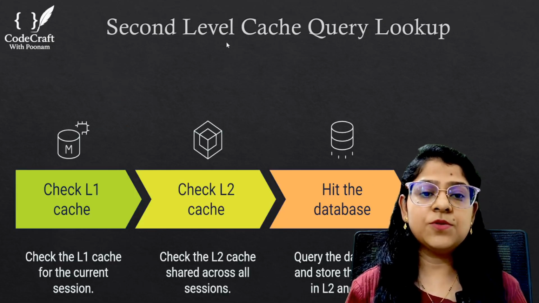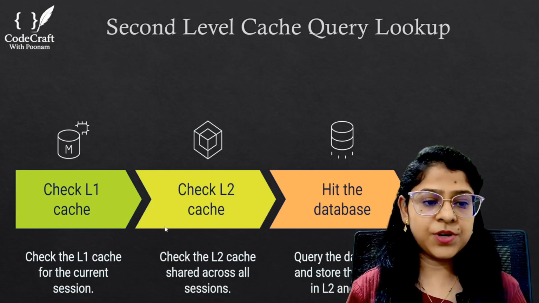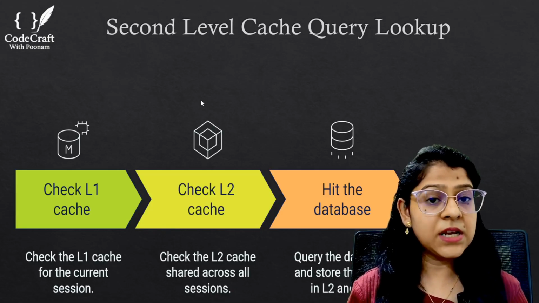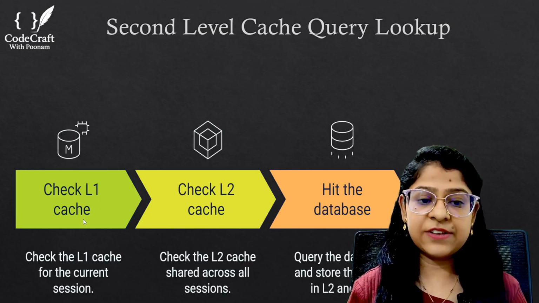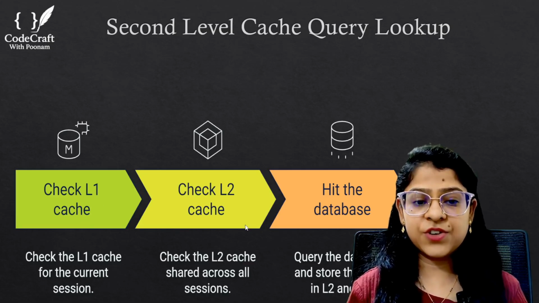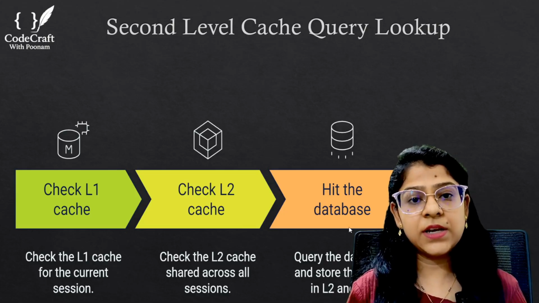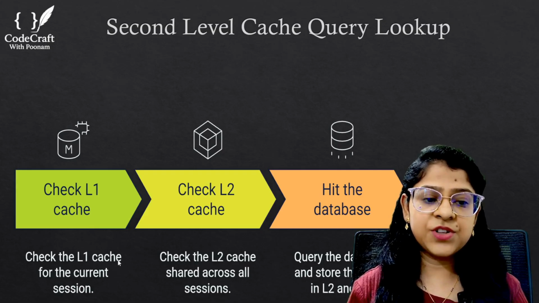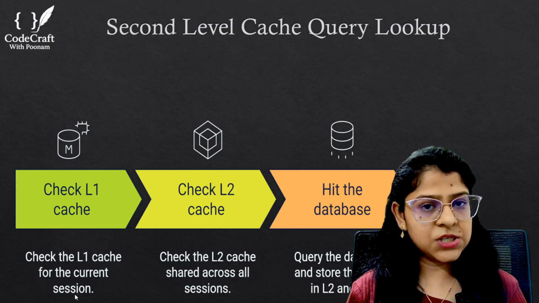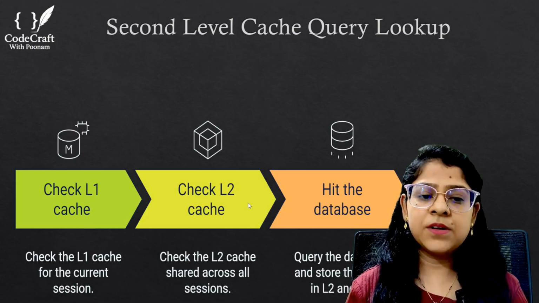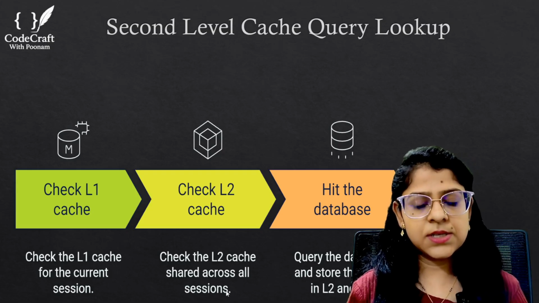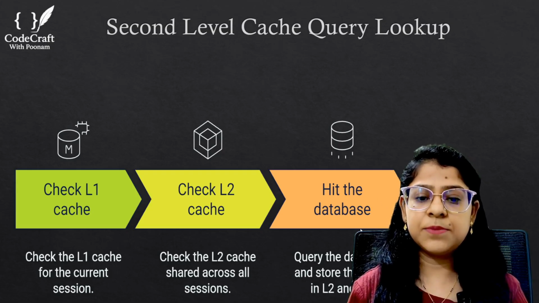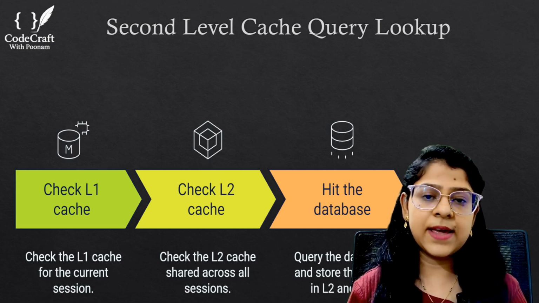So next, coming to the second level cache query lookup. Here, first it will check the L1 cache, then it will check the L2 cache, and then it will hit the database. It checks the L1 cache for the current session, then checks the L2 cache, which is shared across all sessions, and then it will hit the database to query it and store the result in L2 and L1.